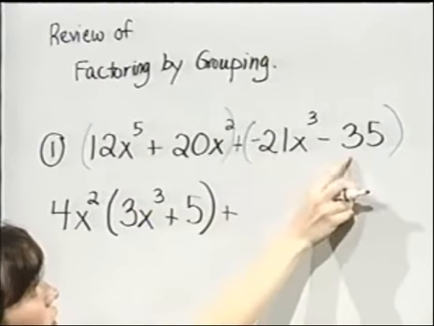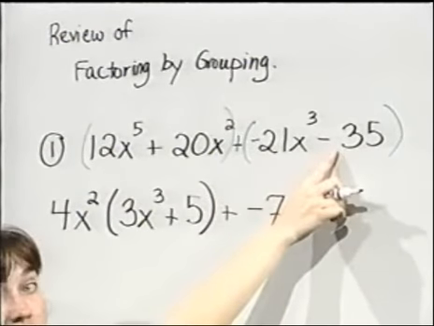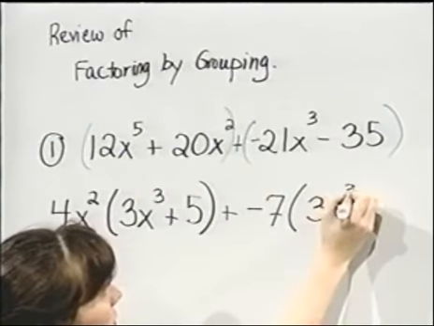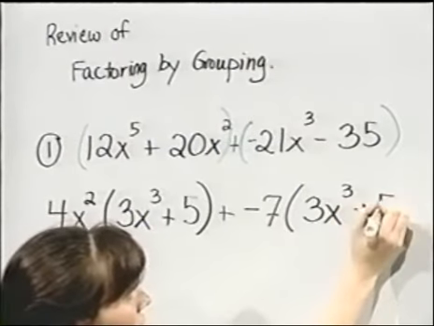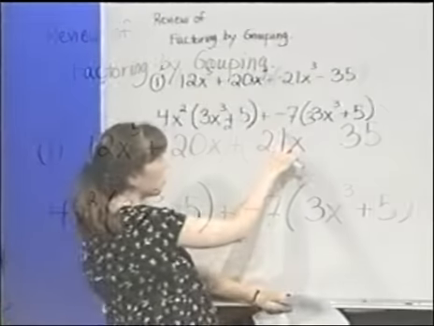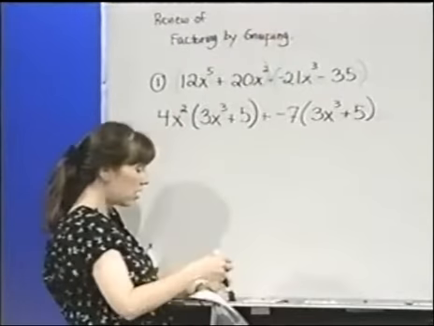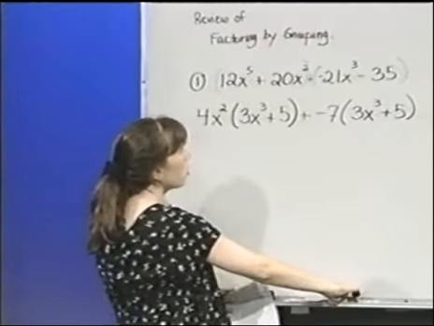And over here, what can you take out? Well, I'm going to take out a negative 7 because I can take a negative number away from both of these. And when I take a negative 7 out, I'm left with positive 3x cubed. And when I take a negative 7 away from there, I'm left with a positive 5. Again, double check. Negative 7 times 3 is negative 21. Negative 7 times 5 is negative 35. So the second step is completed now, where you've factored out from each group.